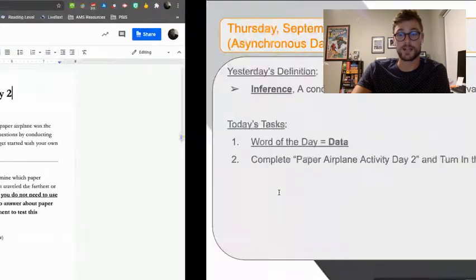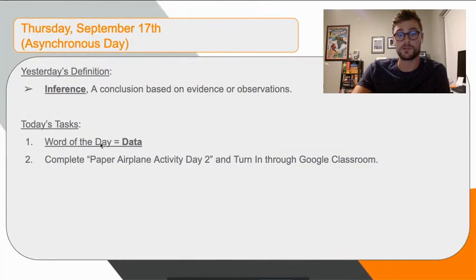So those are your two tasks today. Again, the first one is word of the day, and the second one is paper airplane activity day 2. Make sure that you turn both of those in through Google Classroom.